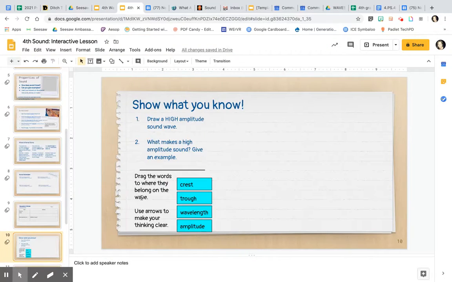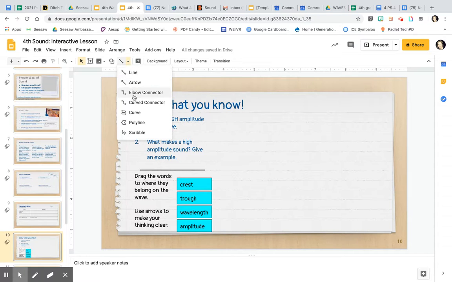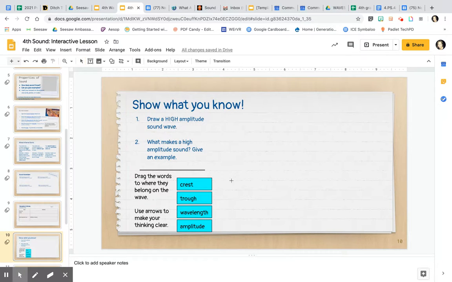Just a reminder, add or draw a high amplitude sound wave in a couple of ways. You can draw one on a piece of paper that you have at home or inside Keynote with the drawing feature and take a photo of it and upload your photo here. If you don't want to draw one by hand on a piece of paper or using Keynote or another app, you can come up here to slides and use a curve.